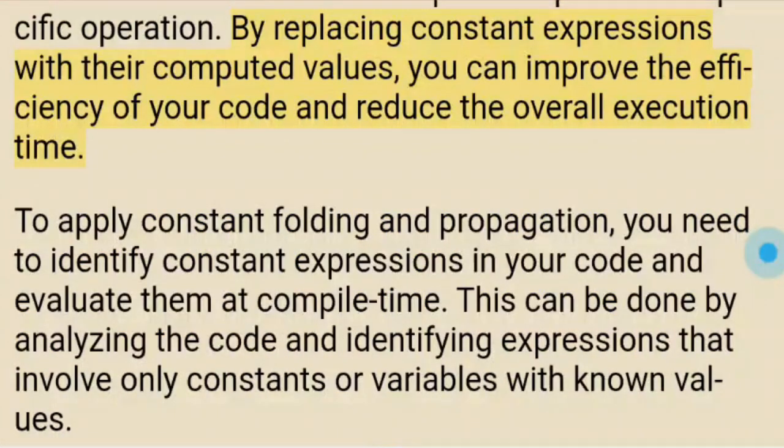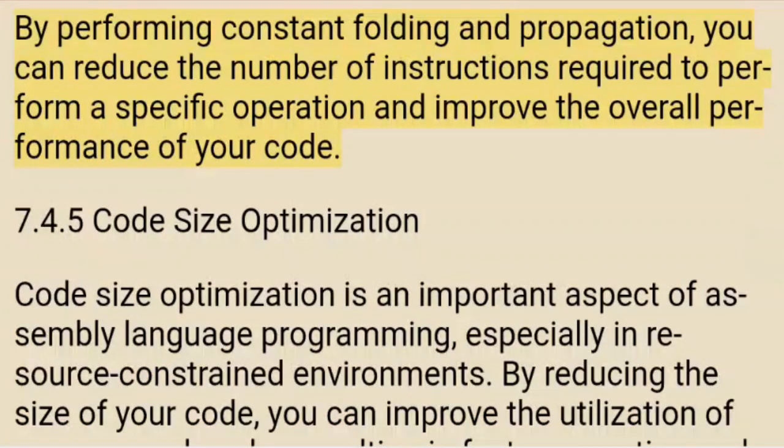By replacing constant expressions with their computed values, you can improve the efficiency of your code and reduce the overall execution time. To apply constant folding and propagation, you need to identify constant expressions in your code and evaluate them at compile time. This can be done by analyzing the code and identifying expressions that involve only constants or variables with known values. By performing constant folding and propagation, you can reduce the number of instructions required to perform a specific operation and improve the overall performance of your code.